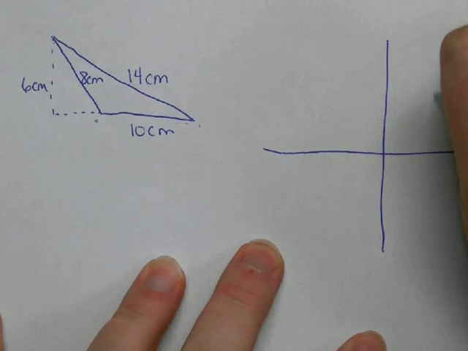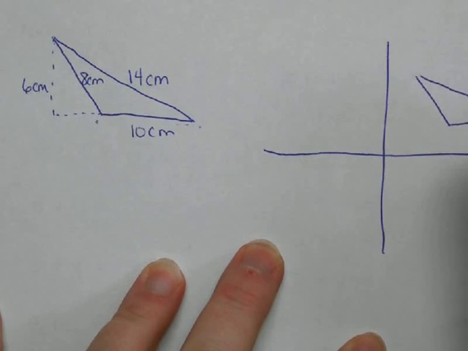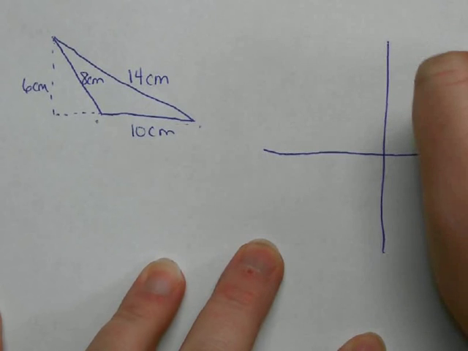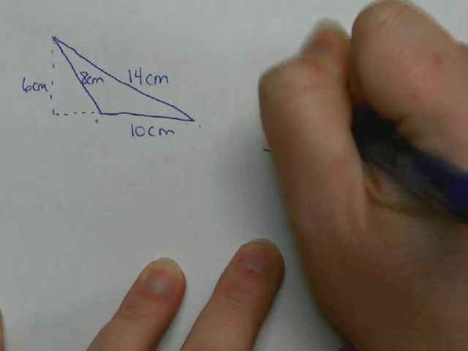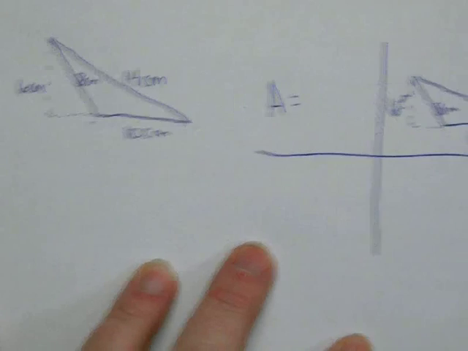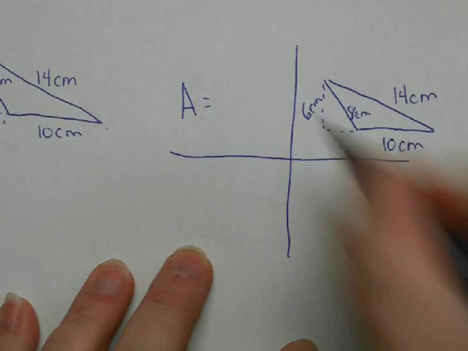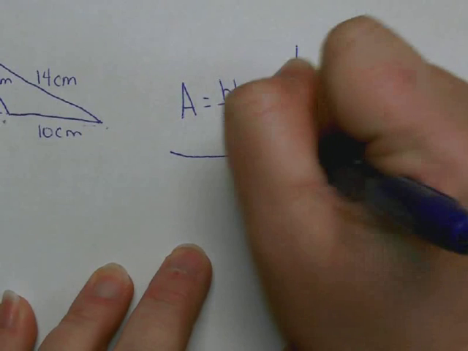I'm going to draw a quick picture here, just sketch it. I've got 10 centimeters, 14 centimeters, and 8 centimeters. And then this right here, our height, is going to be 6 centimeters. So here's my formula. Area equals base times height divided by 2.